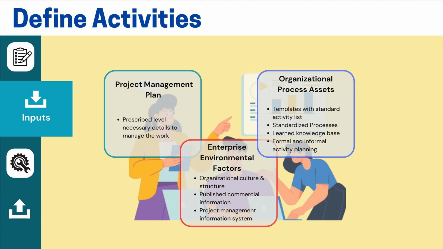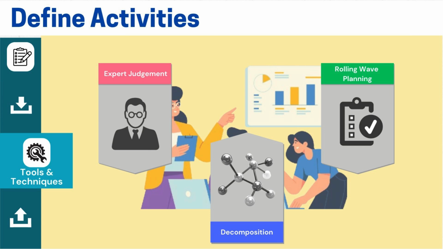So that's the input. What kind of tools and techniques can be used when defining activities? We can certainly take expert opinions on how to break down work packages. Decomposition is a technique I mentioned earlier. It allows breaking down work packages into various activities. For example, requirements are broken down into different activities.